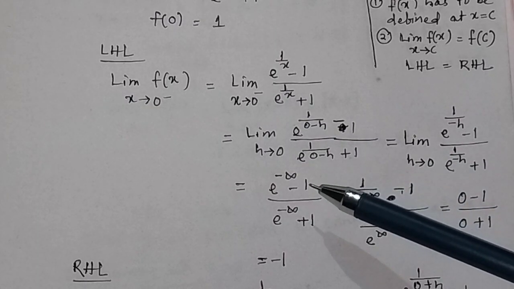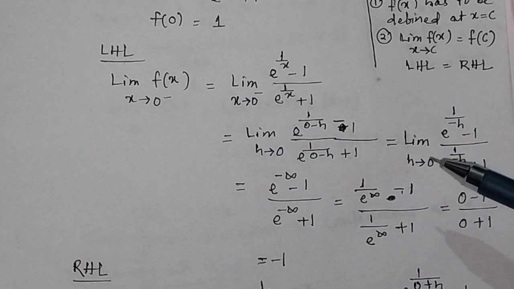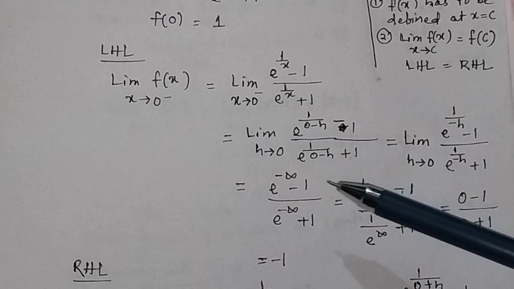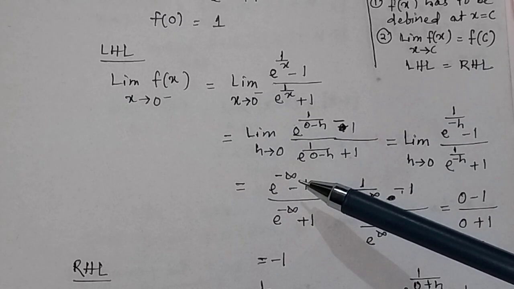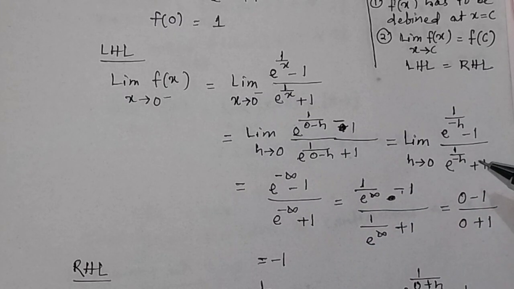And the numerator will be, you see, e to the power, if you put h equal to 0, 1 by 0 is equal to infinity, and minus is here. So this will be equal to e to the power minus infinity minus 1, and here in the denominator if you put h equal to 0, this will be equal to e to the power minus infinity plus 1.